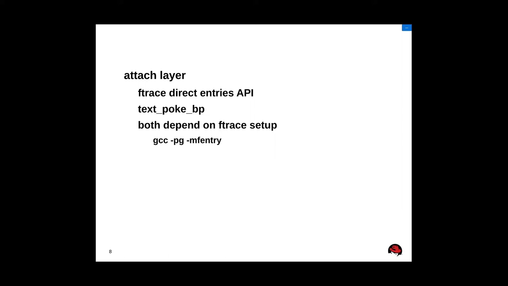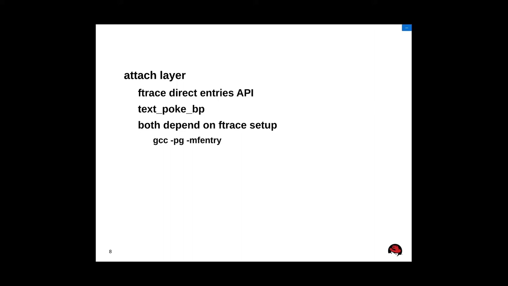Anyway, both of them are dependent on the ftrace setup, so the kernel needs to be compiled with the -pg and -mfentry options to have these no operation instructions at the beginning of each function, to have this space. And also, this no operation instruction is put there by ftrace on startup. So that needs to be done for both of them. All the related work that we did is in accordance with ftrace, because we want BPF and ftrace to live happily on the same system.